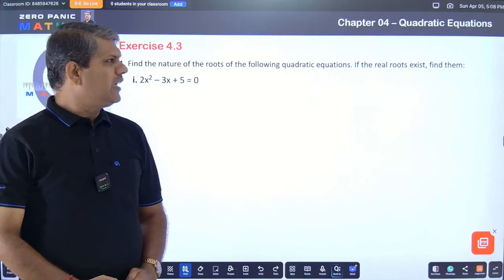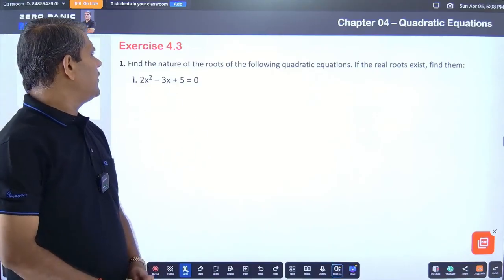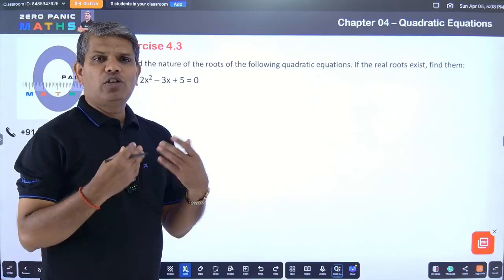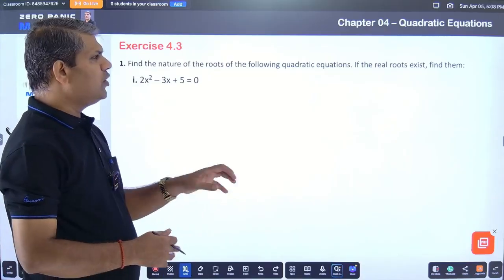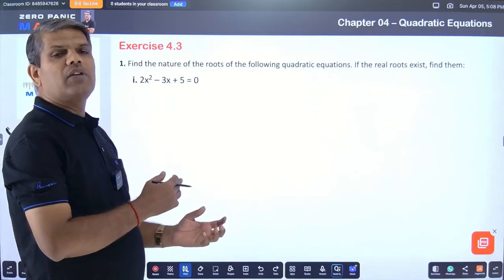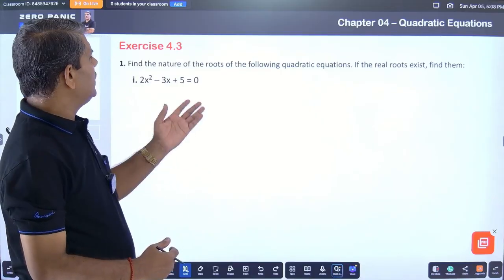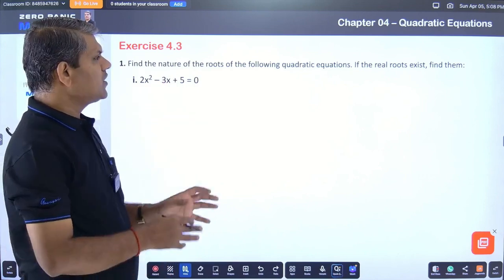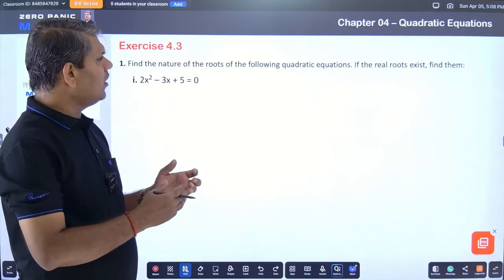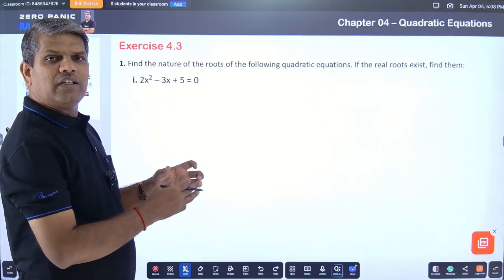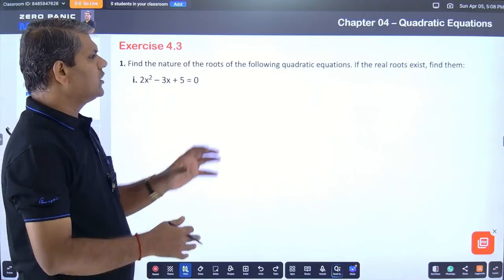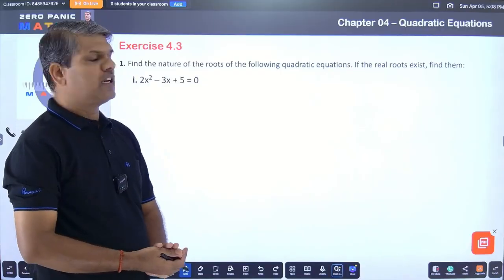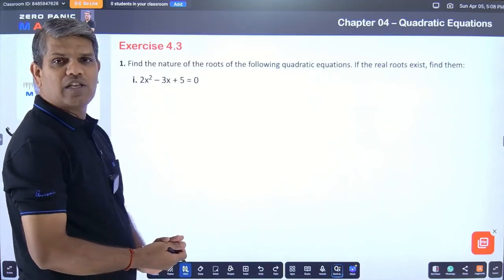In today's session, let us continue solving the problems in exercise 4.3. Before you start watching this video, I recommend you watch the previous session on the nature of roots of a quadratic equation, because the introduction was covered in that video, and it will help you understand what exactly we are doing here in exercise 4.3.